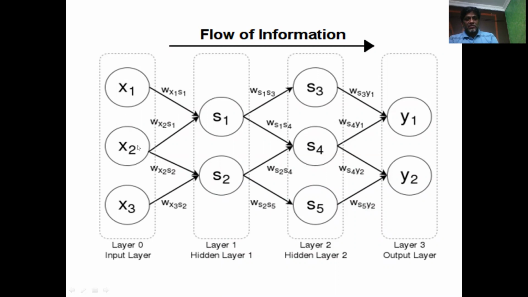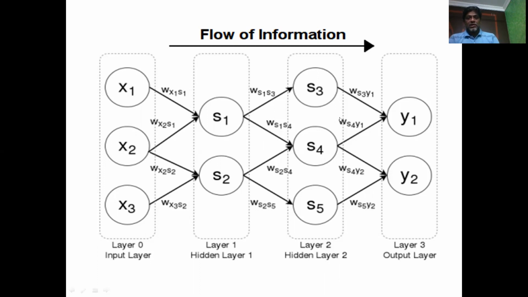These are the input layers. X1, X2, X3 are input neurons, and S1, S2 form the first hidden layer. S3, S4, S5 form the second hidden layer, and the output layer contains Y1 and Y2. So this is a sample of a multi-layer feed-forward neural network which consists of more than one hidden layer. You can have any number of hidden layers. If the number of hidden layers increases, then it becomes a deep neural network.